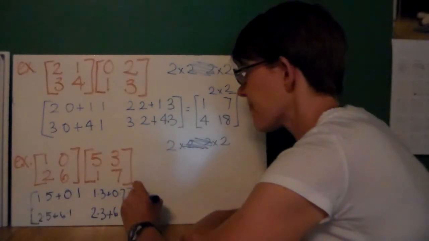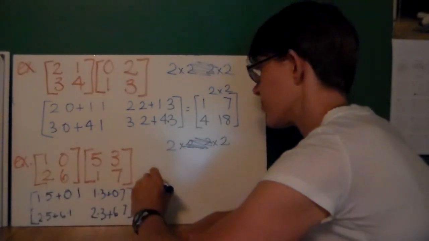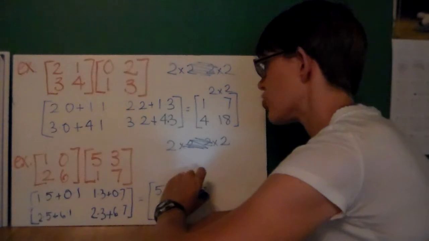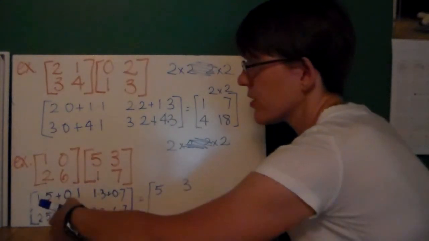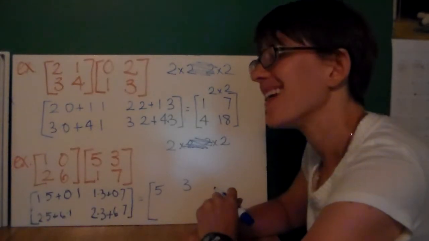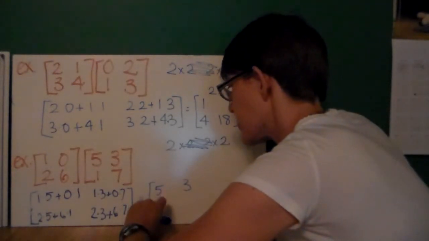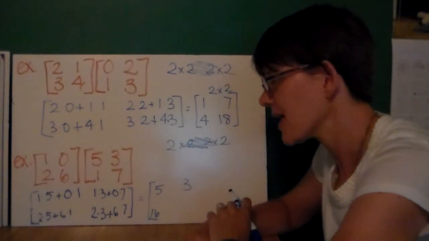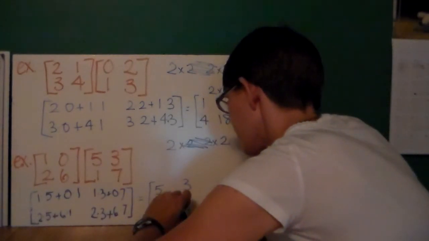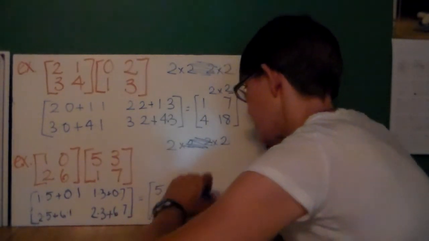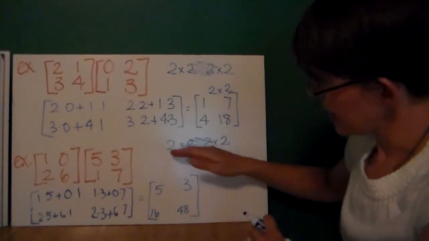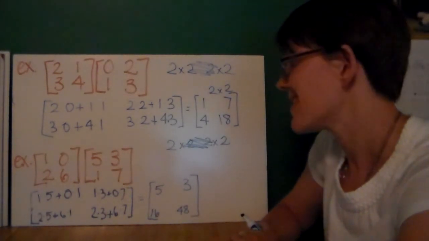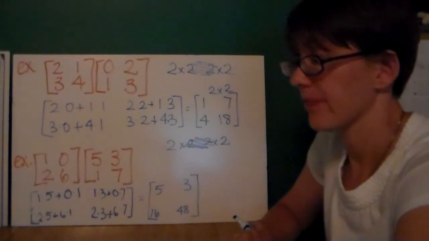So we'll simplify. 1 times 5 plus 0 times 1, well that's 5 plus 0, or 5. 1 times 3 plus 0 times 7 is 3 plus 0, or 3. 2 times 5 plus 6 times 1 is 10 plus 6, or 16. 2 times 3 plus 6 times 7 is 6 plus 42 is 48. So my final answer here is indeed a 2 by 2 matrix. Took up a lot of room there. It's 5, 3, 16, 48.